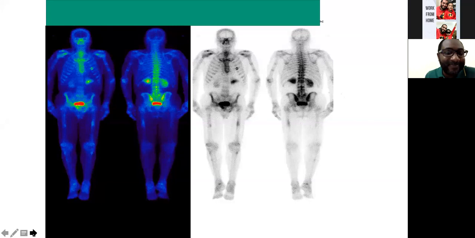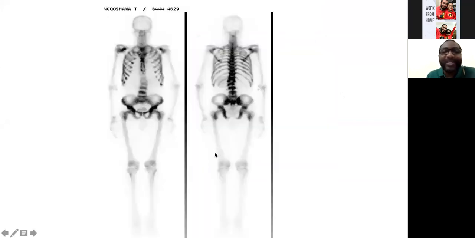Okay, anyone else for the next case? So this is a 64-year-old male with prostate cancer. He was sent for a bone scan for staging. Yes, so any volunteer?